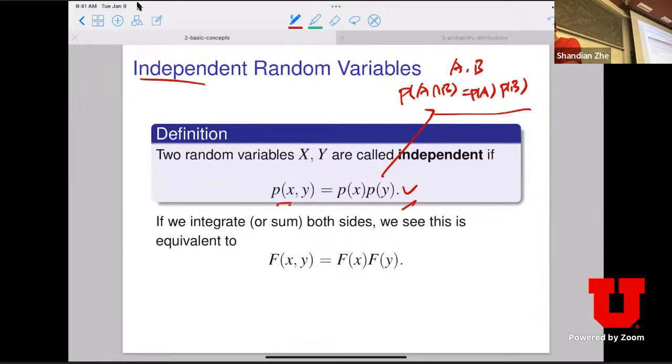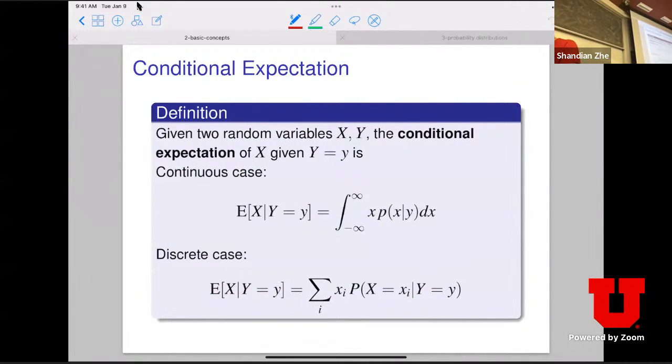And if you do the integral on both sides, you can also show that for independent random variables, the cumulative distribution function is also the product of their marginal cumulative distributions. Conditional expectation, right? As the name suggests, the conditional expectation of some random variable x given another random variable y is defined as the integral of the random variable multiplied with the conditional density. Right?